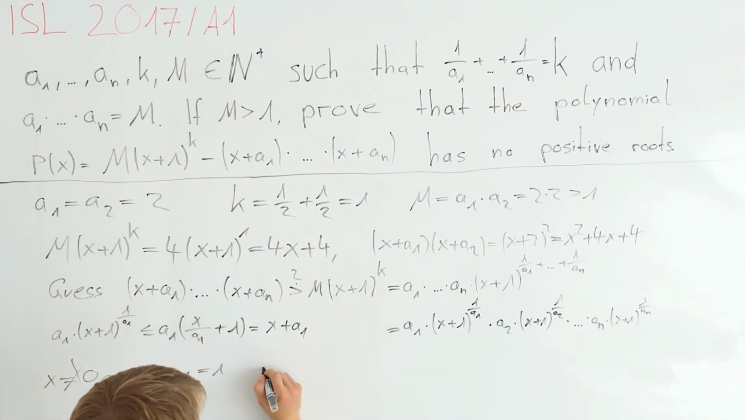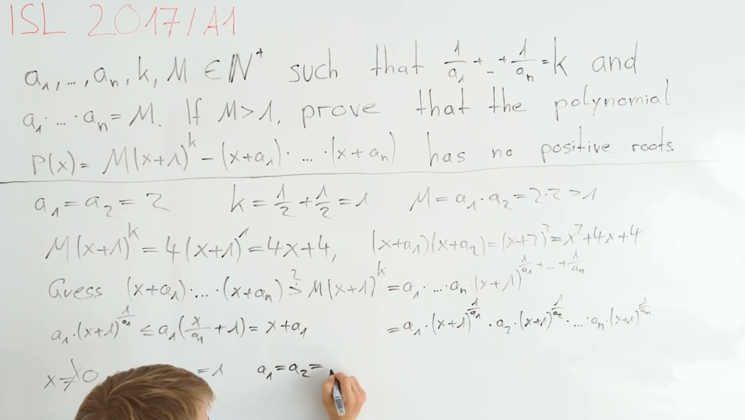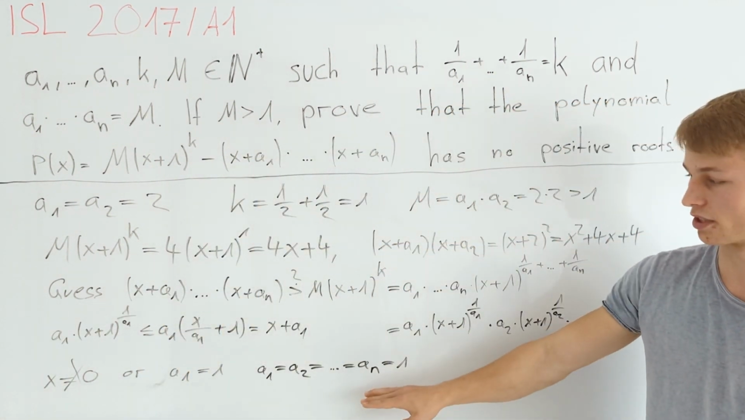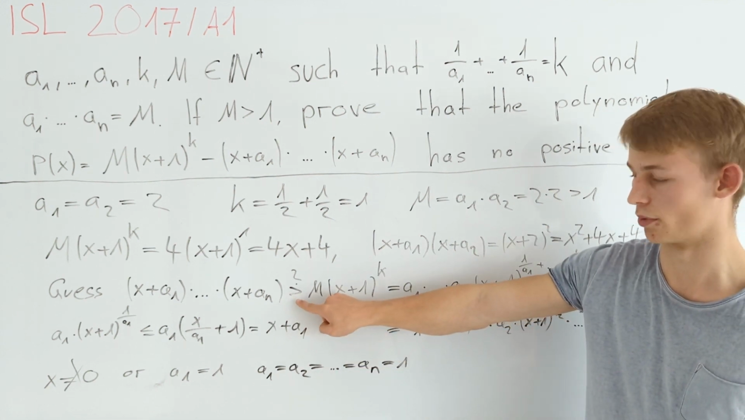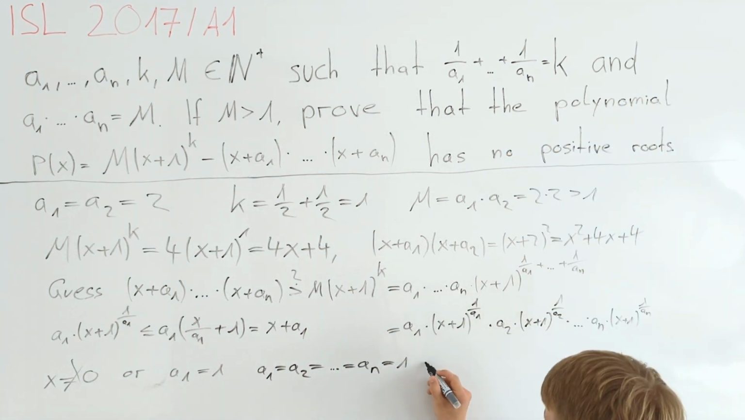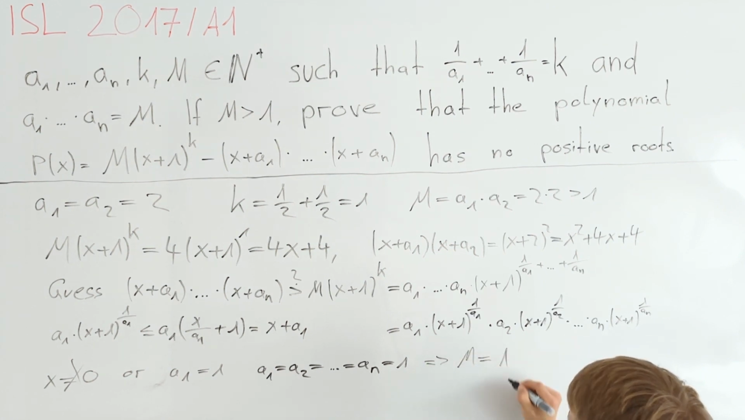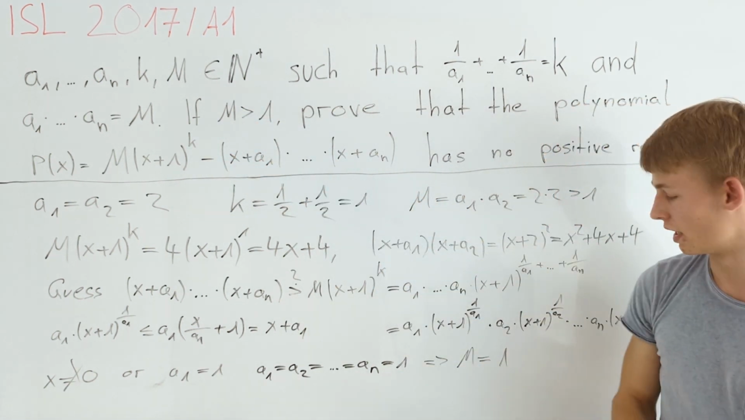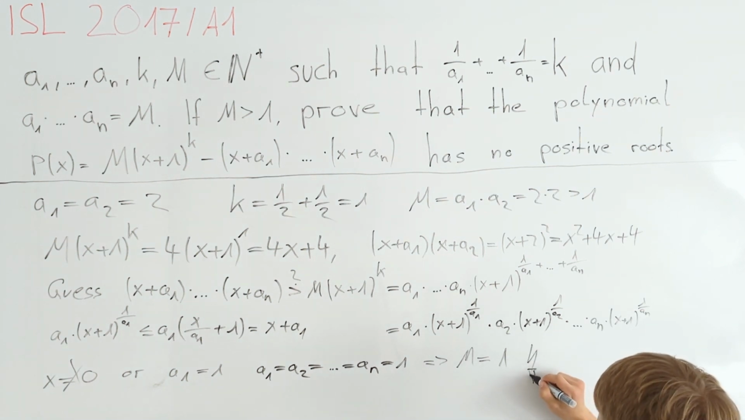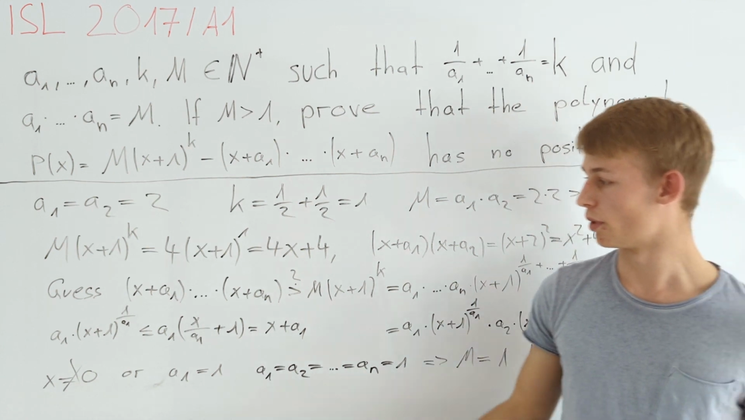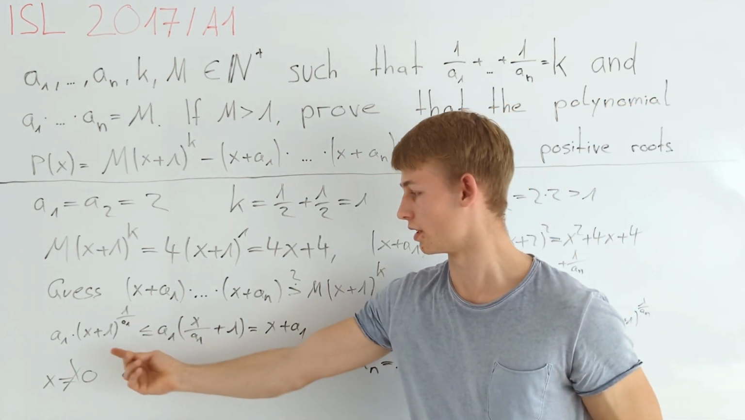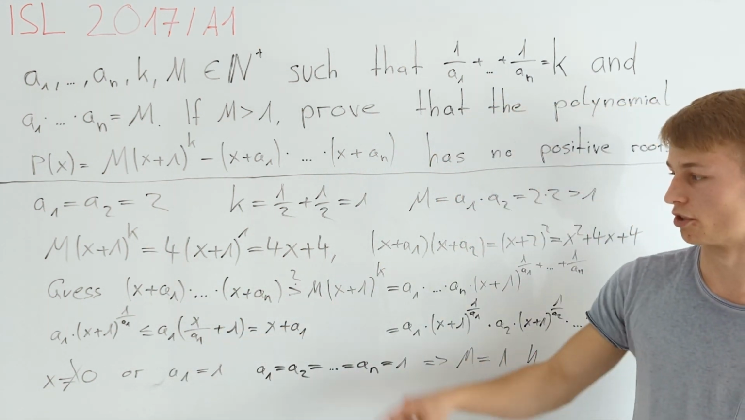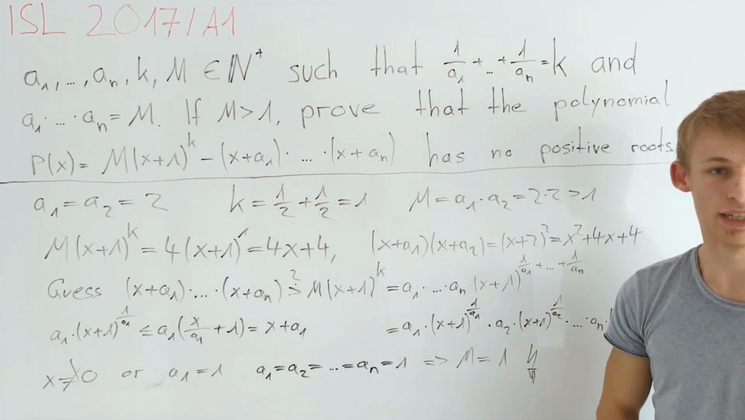So we must have that a1 is equal to a2 is equal to and so on up to an, and this should be equal to 1. So this is the only possible case where we have an equality here. But now, in this case, we get that m is equal to 1, and if we have a look back at our problem statement, we see that m is greater than 1, and therefore this is a contradiction. So we know that in at least one inequality, if we look at this inequality for all ai's, we have a strictly less sign here, and therefore if we multiply all these inequalities, we get the desired result. And therefore we are done.